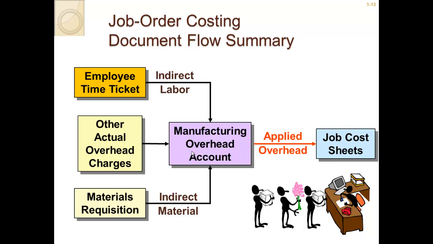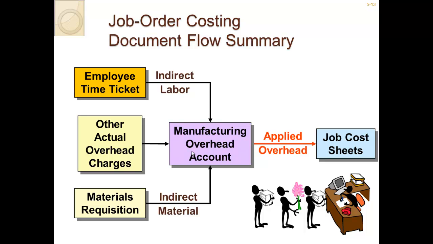So inside manufacturing overhead, we have other actual overhead charges, depreciation, utilities for the factory, other things that go in there. Then we have indirect labor and indirect materials. All of these add up to calculate manufacturing overhead. Then you actually apply the overhead to the job cost.